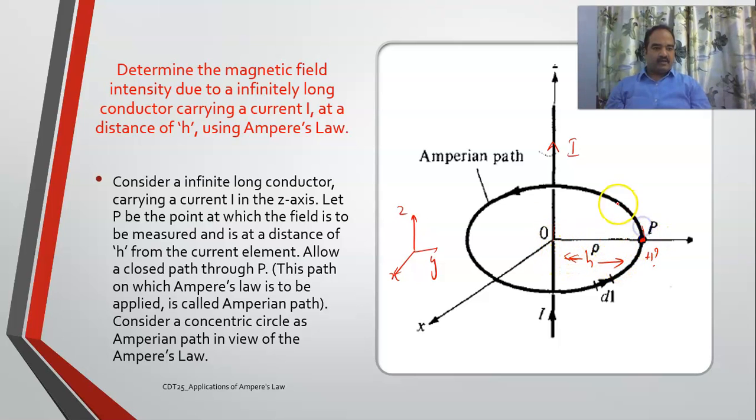Now I am drawing a closed path around the conductor, which I call an Ampere path. Normally what I do is draw concentric circles with this line conductor as the center. I'll draw a concentric circle, and this is called an Amperean path. So this is my conductor and I have drawn a path like this, and it is carrying I, and this is my point P, which is at a distance of h.